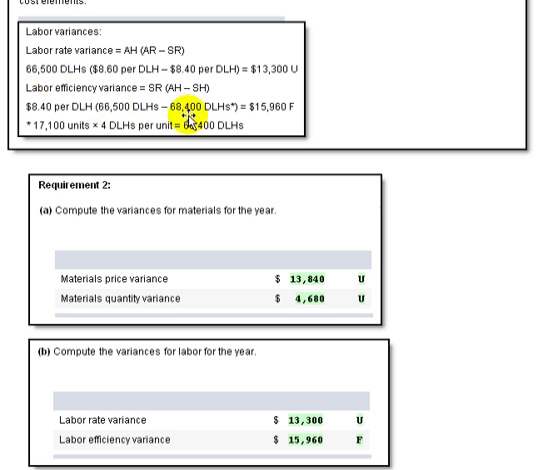But the direct labor hours at standard should have been 68,400. Well, how did we calculate that? We took 17,100 units times 4 direct labor hours, which gives us the 68,400. So we were actually favorable, right? We only used 66,500 hours. We were expected to use 68,400 based on the standard. So the difference in those hours times the 8.40 amount gets us 15,960.